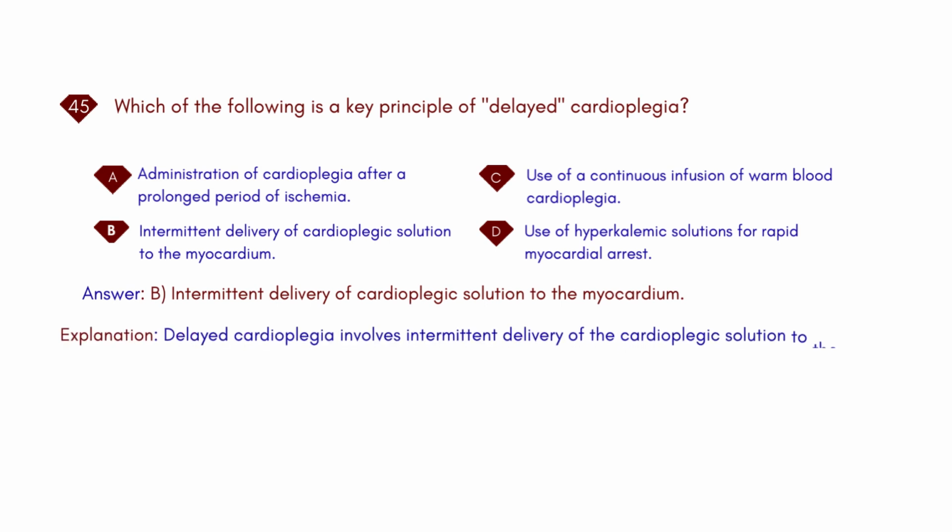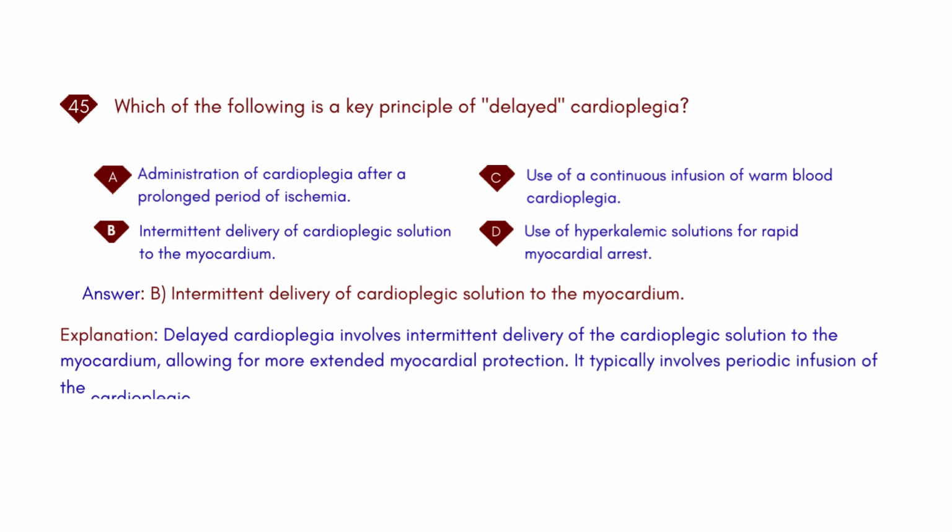Explanation: Delayed cardioplegia involves intermittent delivery of the cardioplegic solution to the myocardium, allowing for more extended myocardial protection. It typically involves periodic infusion of the cardioplegic solution, followed by a brief period of reperfusion.